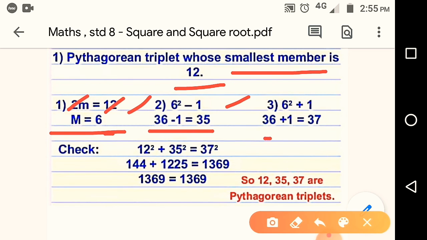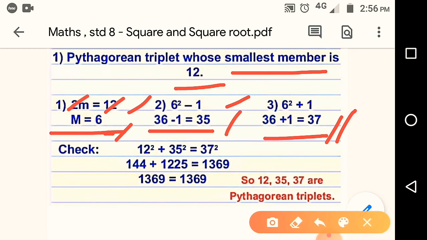Now here m square plus 1. So m square means 36. 6 square. So 6 square is 36, plus 1 is 37. So these are the three triplets, 6, 35 and 37. You can check. See, this checking is also shown.